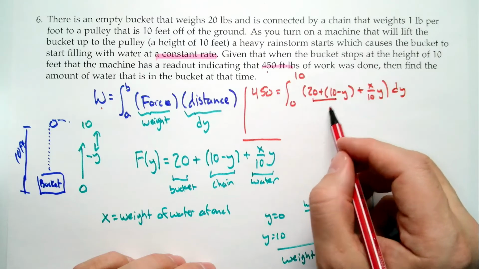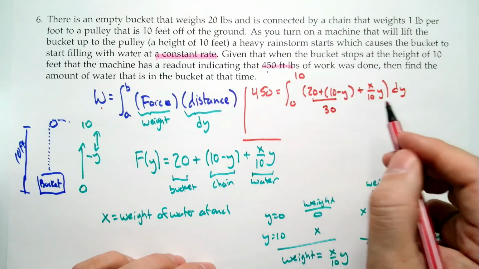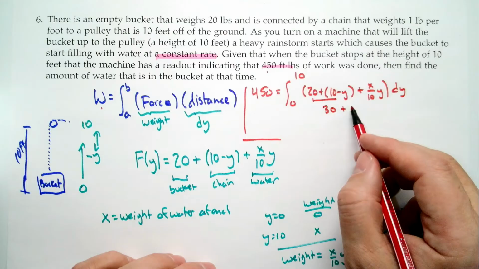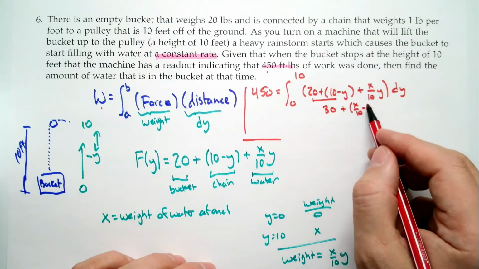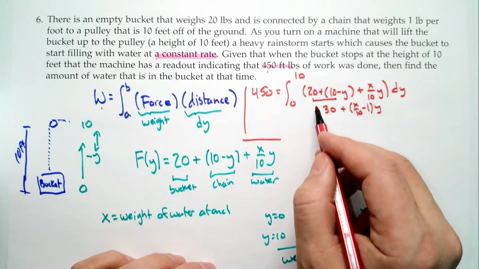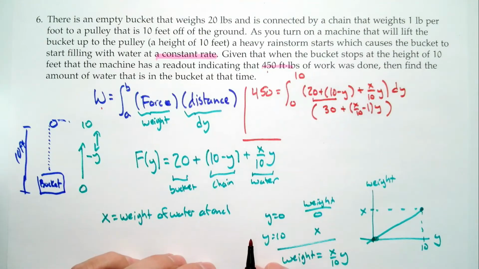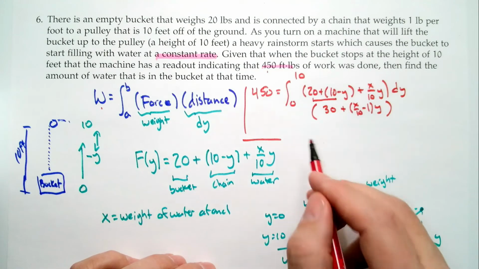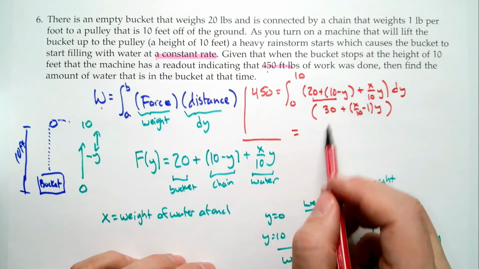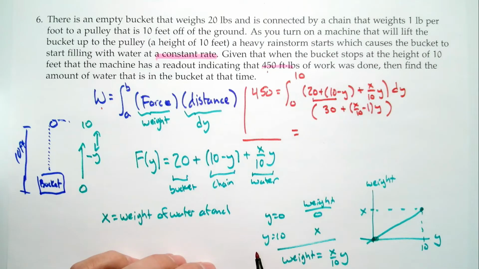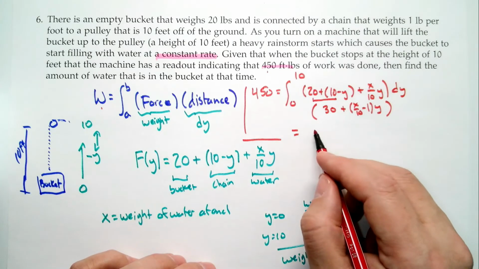Notice that the 20 and the 10 becomes 30. And then we have plus x over 10 minus 1 times y. So we could combine things together if we wanted to. All right, let's integrate these. What's the integral of 30? 30y.